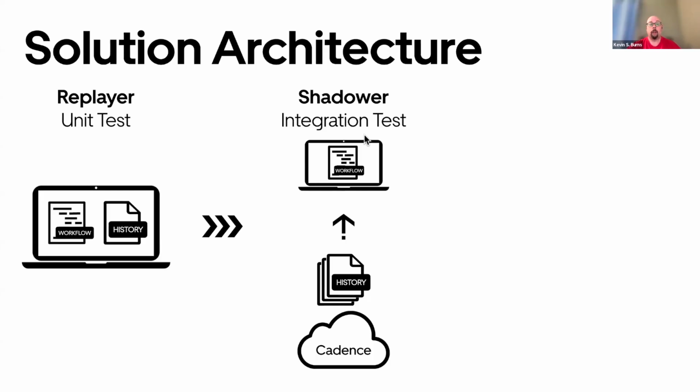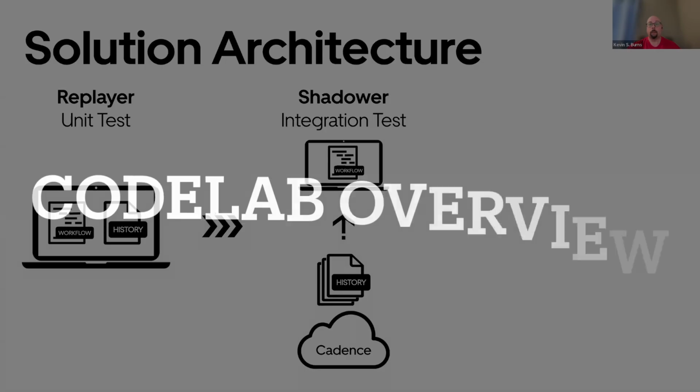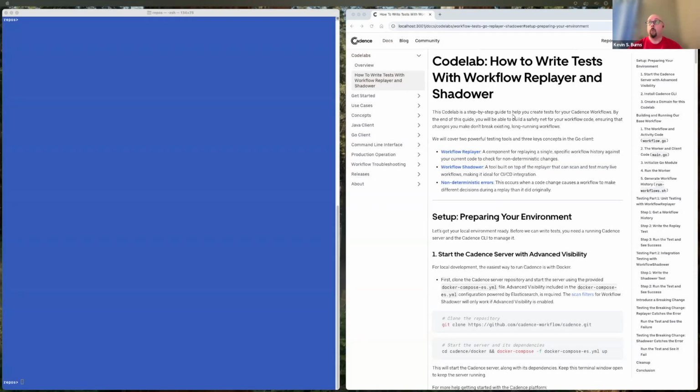So with that, let's jump into the code lab. How to write tests with workflow replayer and shadower. These are the steps we're going to follow. First, we're going to set up our environment. Then we're going to build and run our workflow to get some history. Then we're going to write a unit test for the workflow replayer, and it should succeed. And then we're going to do the same for the workflow shadower.